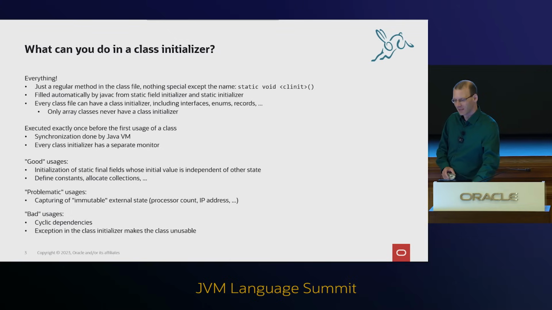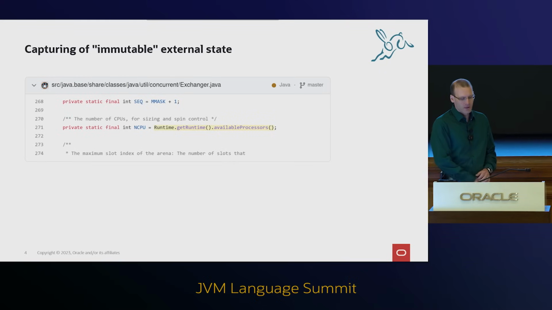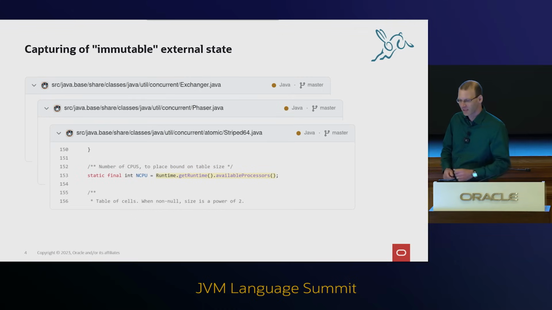So what's the thing with the processor count? You look at class initializers. For example, you don't need to look far in the JDK, in the java.util.concurrent package, there's a class Exchanger, and it has a static final field, NCPU. It caches the number of available processors. It's good to have that in a static final field. And of course, if you do it once, you can do it 3 times, and you have 3 static final fields caching the available processor count.